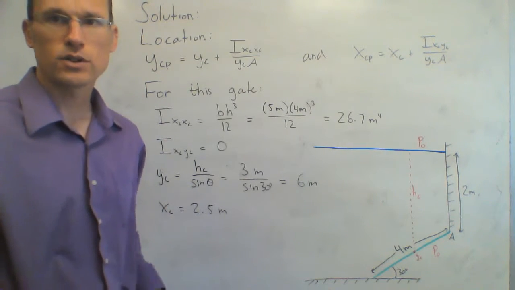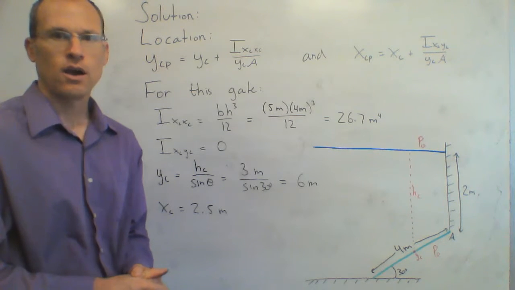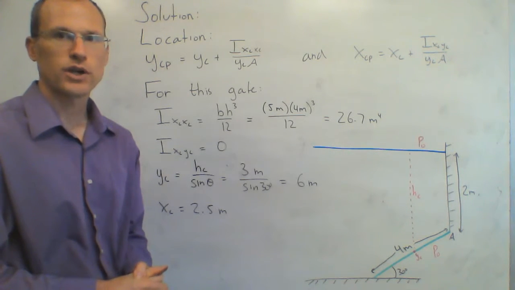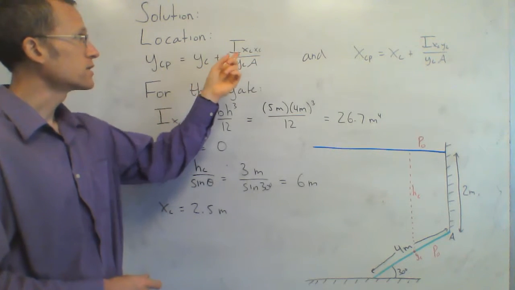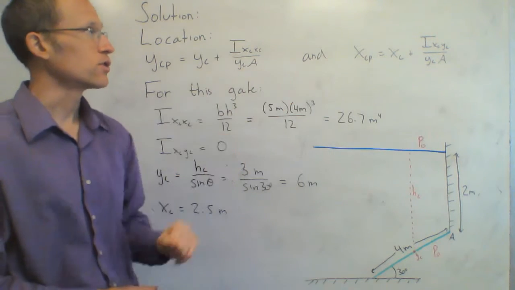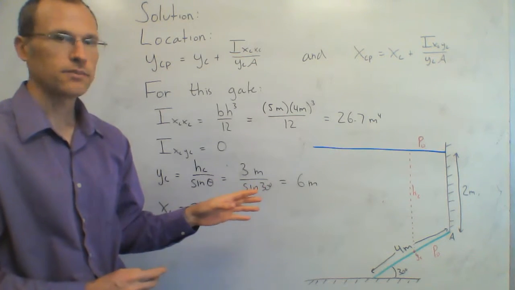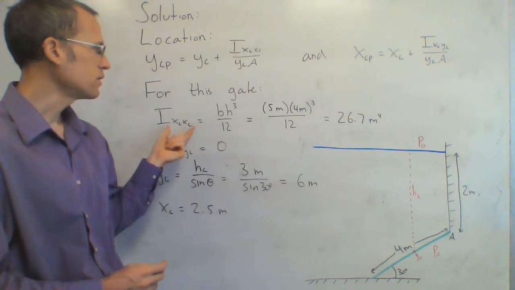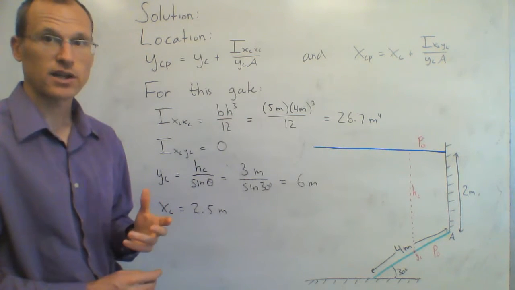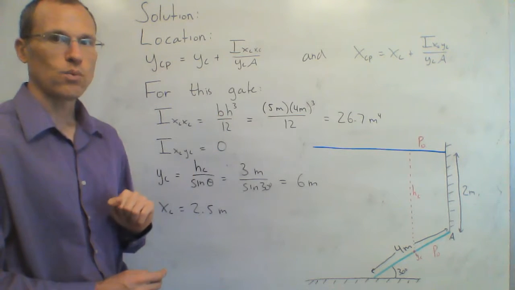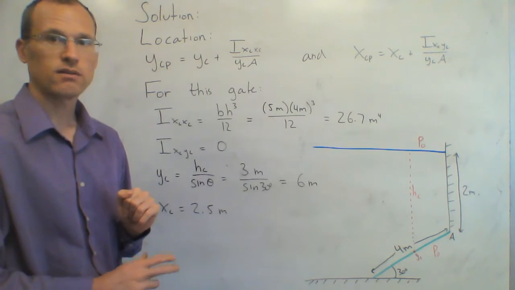To complete this problem, it'd also be good to find where that force is actually acting, so where is the actual center of pressure for this force. Using the center of pressure equations, again the version without P0, YCP is YC plus IXCXC over YC times A, and similarly for XCP, my X center of pressure. For this particular gate, I'm going to need to know IXCXC, which is base times height cubed over 12. Now unlike the previous one, which was a square, this one's rectangular, so it matters which one's my base and which one's my height.